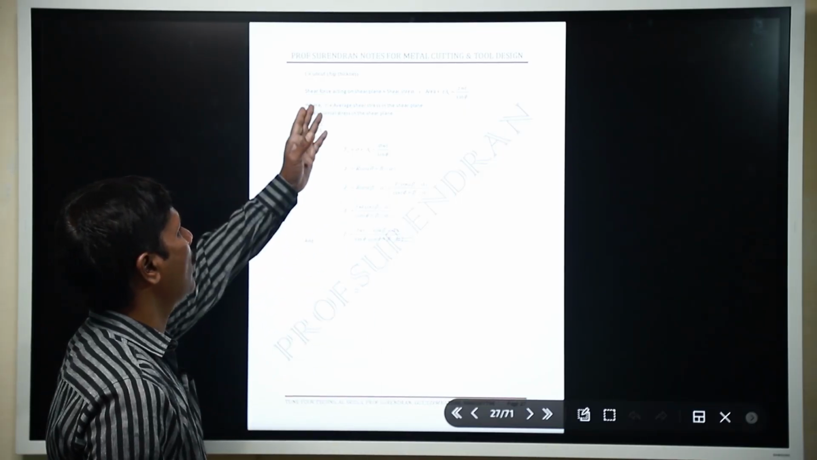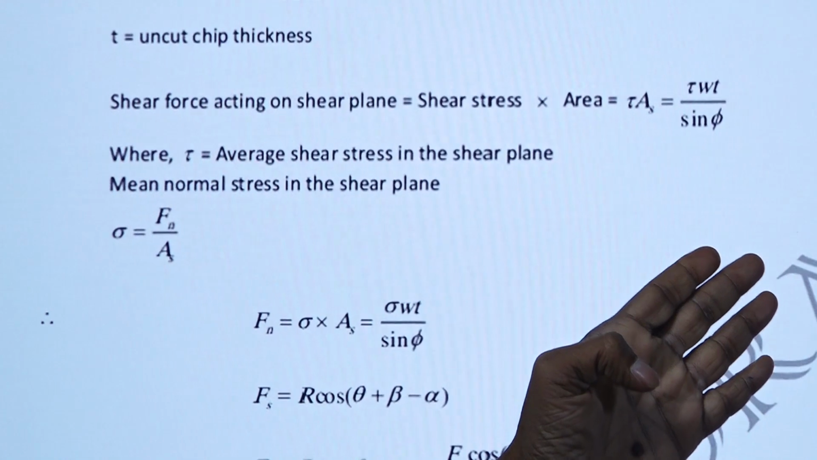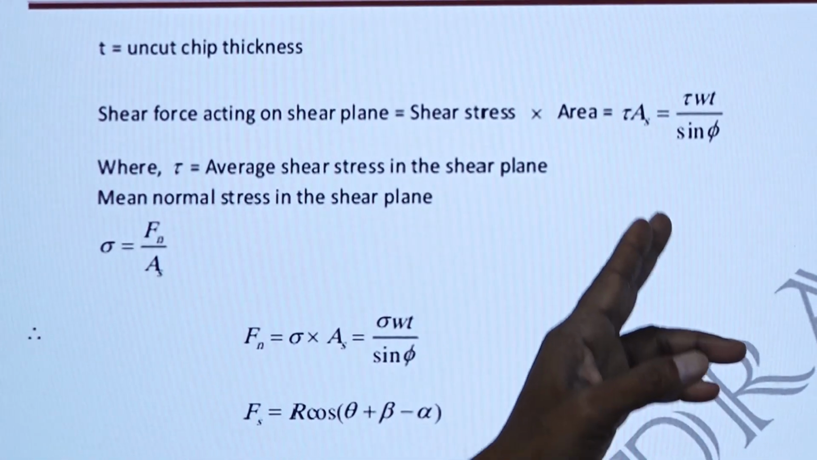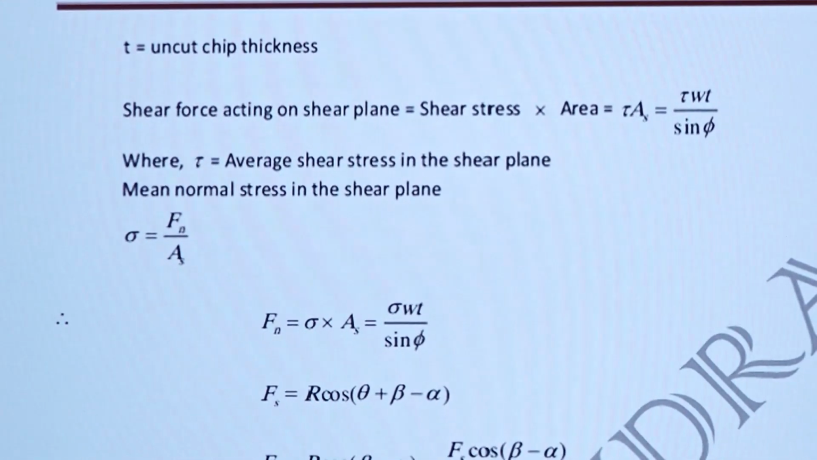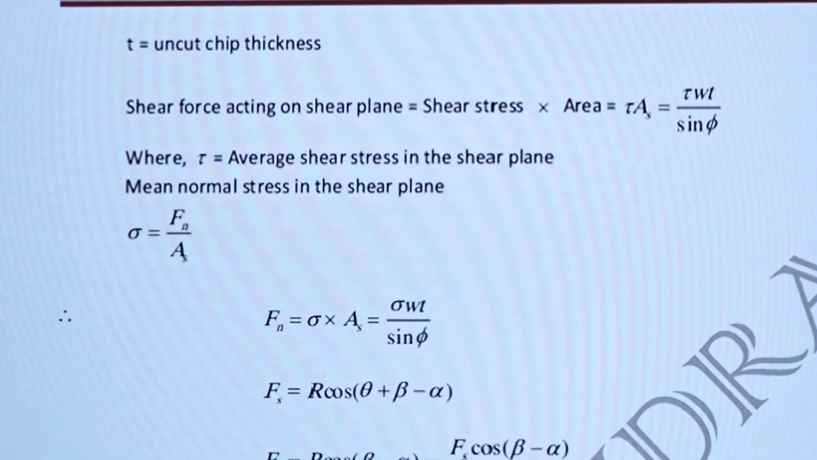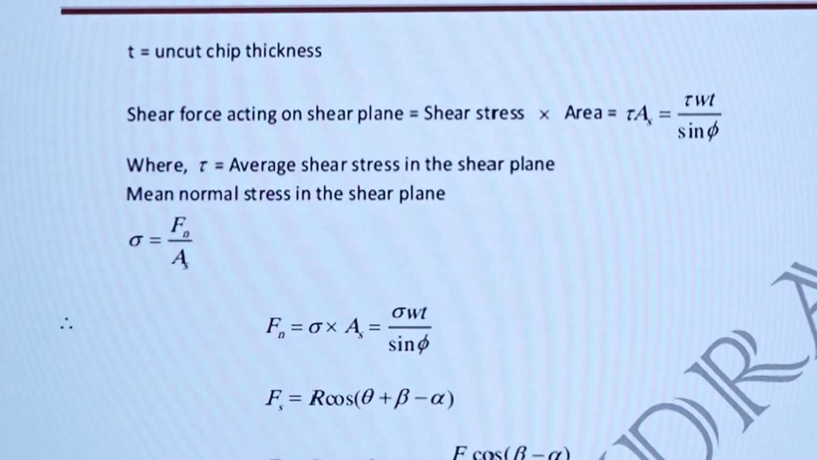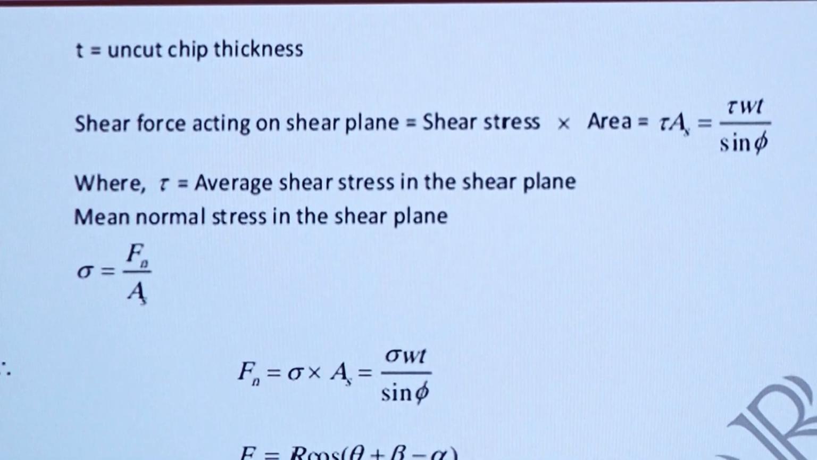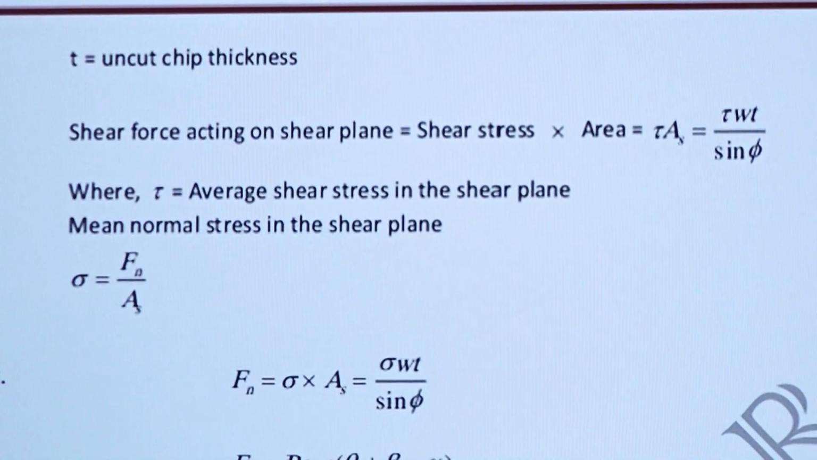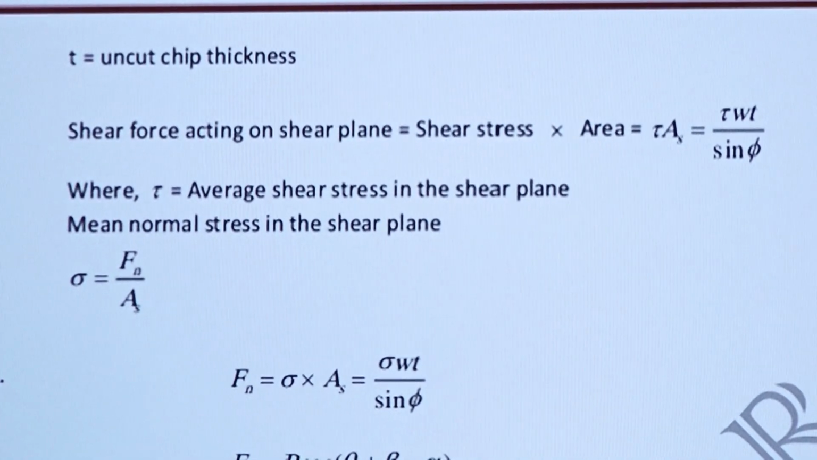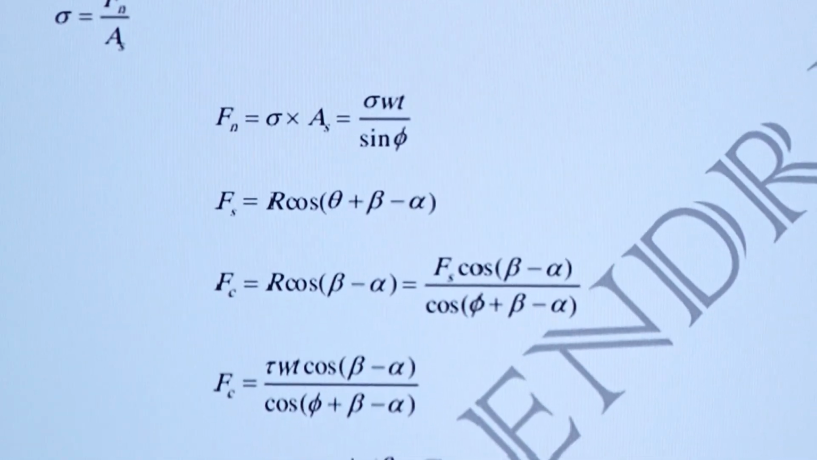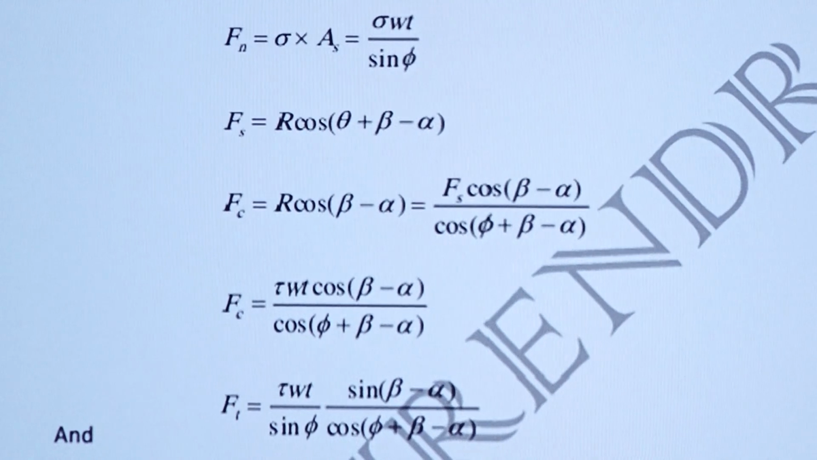Here the shear force can be calculated by shear stress into the shear area. Shear area is Wt by sin phi. Stress into area gives force. Stress is tau, that is the shear stress, and the area is Wt by sin phi. So we can get it easily. And for normal stress, it is sigma into As, so sigma Wt by sin phi. The area is the same for both.